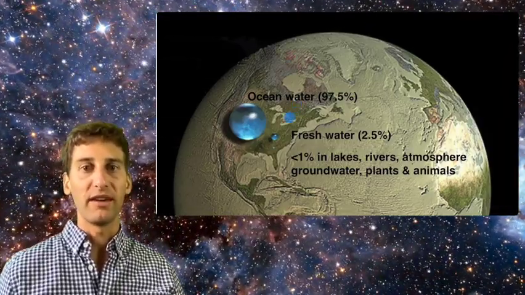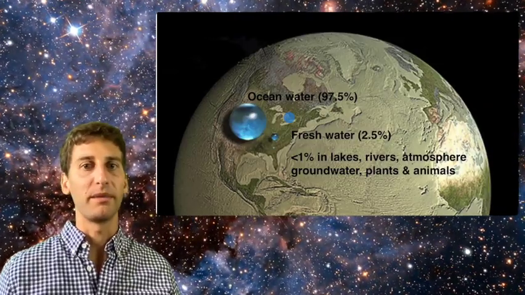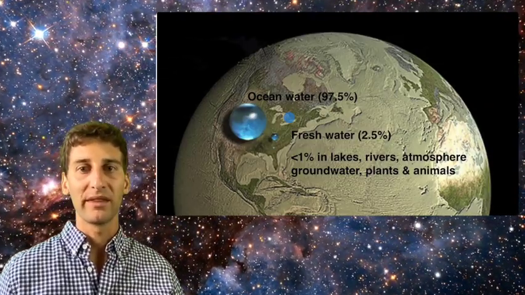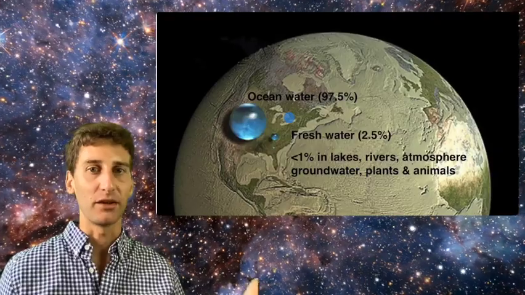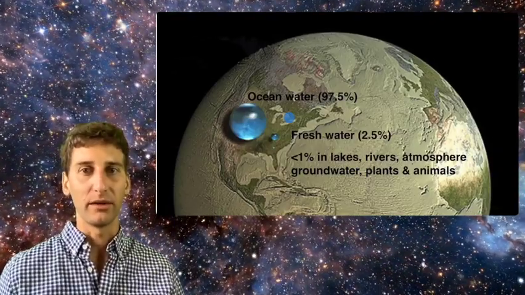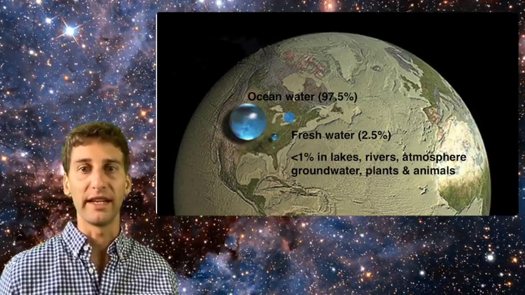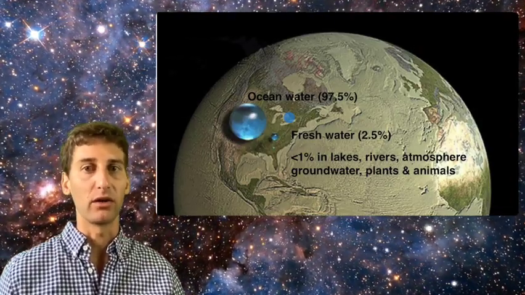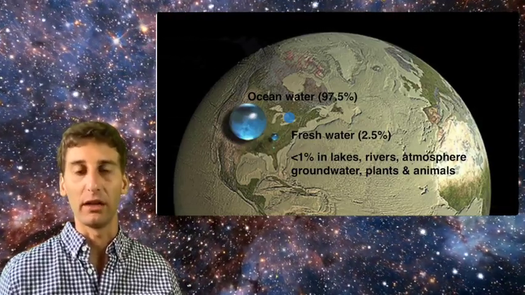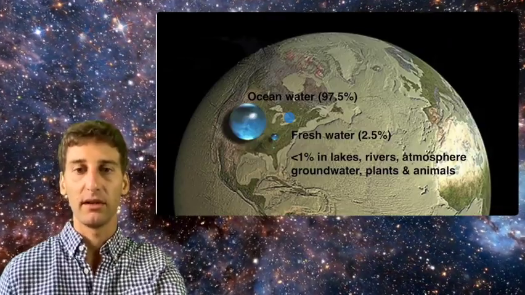Only 2.5% of the water on Earth can be qualified as fresh water, and most of that is locked up in ice sheets in Greenland and Antarctica. So less than 1% is stuff that we would use to drink, in lakes, in rivers, in groundwater, or in the atmosphere, or within living organisms, for instance.